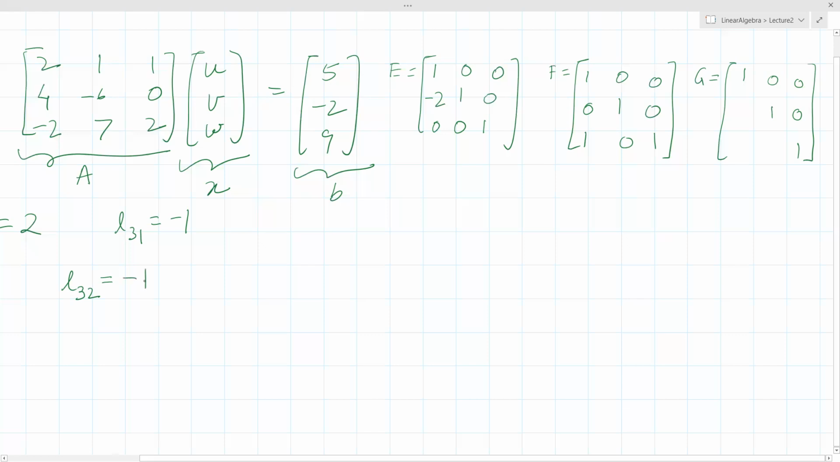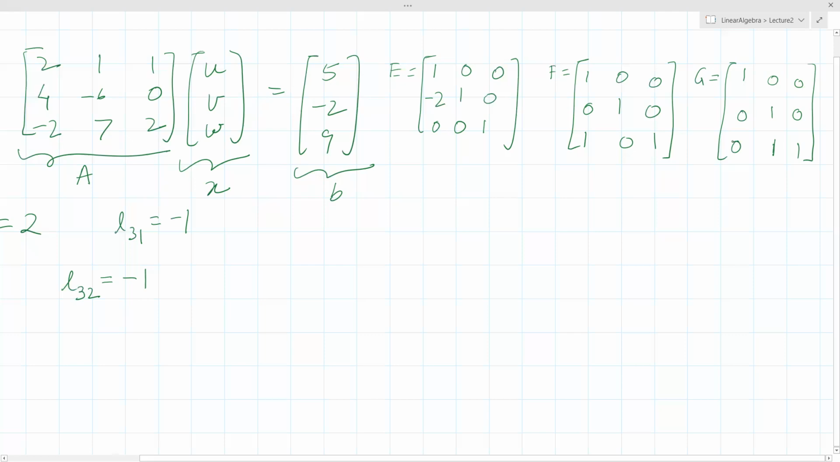And in which location will it go? It is going to go in position 3,2. We'll have a 1 here, not a -1, in 3,2, and we'll have zeros over here. Is that okay? Yes, sir. Okay.